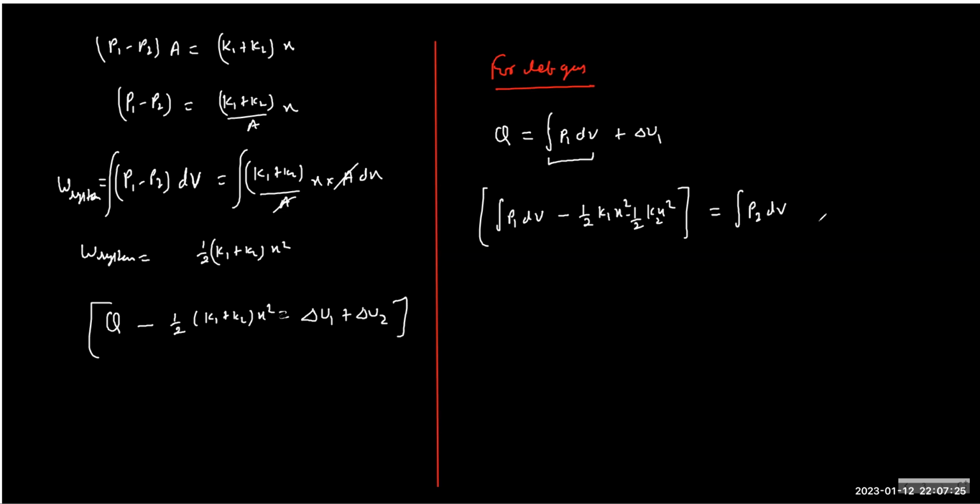P2 dV, which of course is the piston doing work on the gas. So now the first piston is doing some work on the gas, and then the gas is also doing some work. Of course, it is getting compressed. So this must be the delta U2. Now, if I rearrange these two equations, can you get the same answer? Just check.